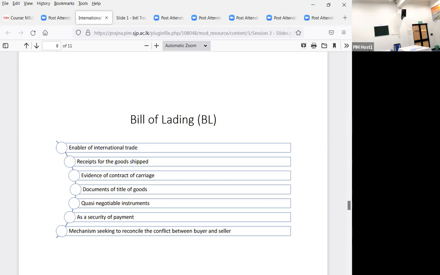If you take two examples, if it is FOB, free on board, the buyer has to enter into a contract with the shipping agent, that is called a contract of carriage, to bring the goods from one end to the other end. If it is CIF, the contract of carriage is entered into by the seller with the carrier to ship the goods. So depending on the terms, who is going to be a party to the contract of carriage differs, right? I think we will be discussing this.